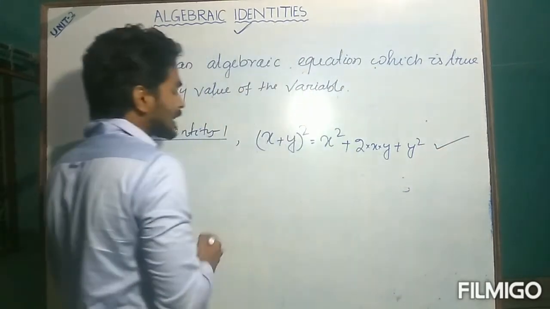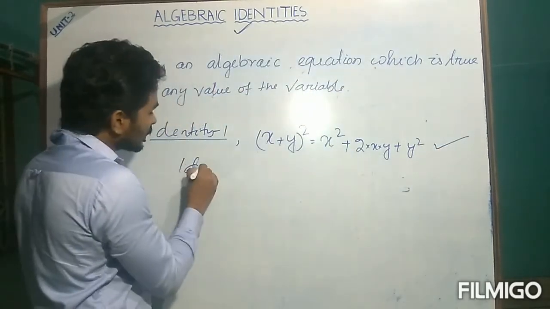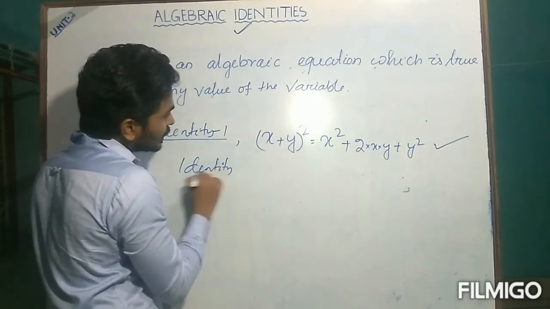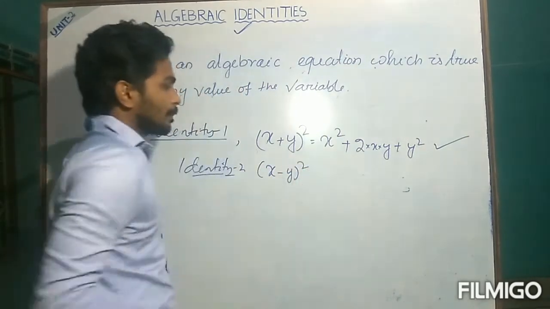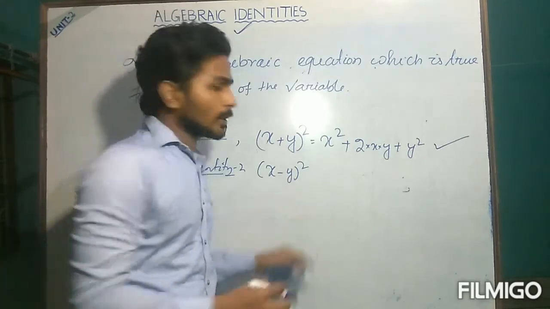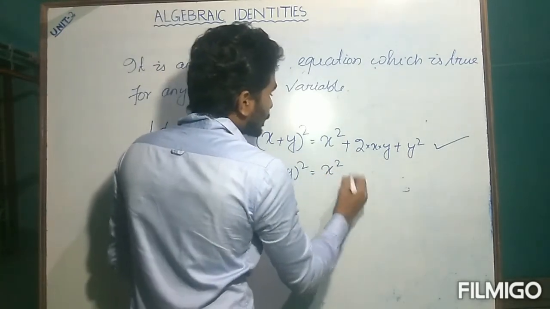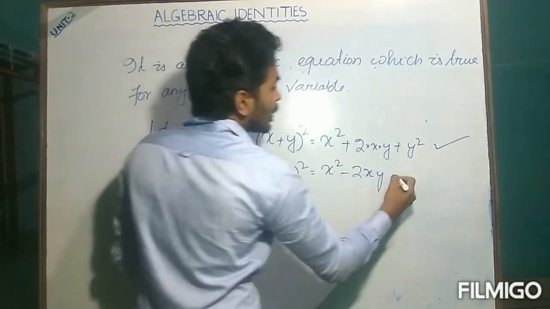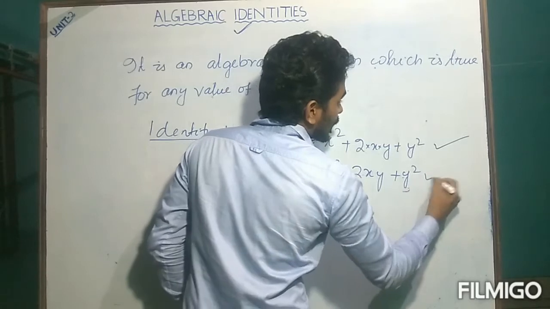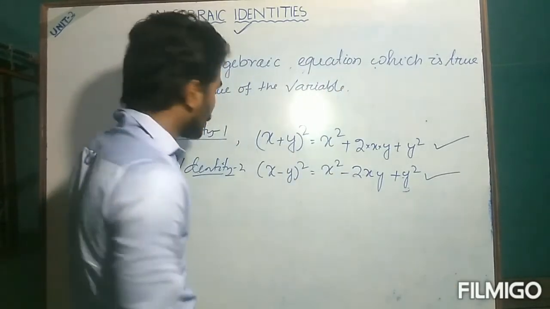Okay. Then coming to the second one. The second identity is identity 2. It is (x minus y) whole square or (a minus b) whole square. That is a square minus 2ab plus b square, or x square minus 2xy plus y square. Okay. This is the second identity.